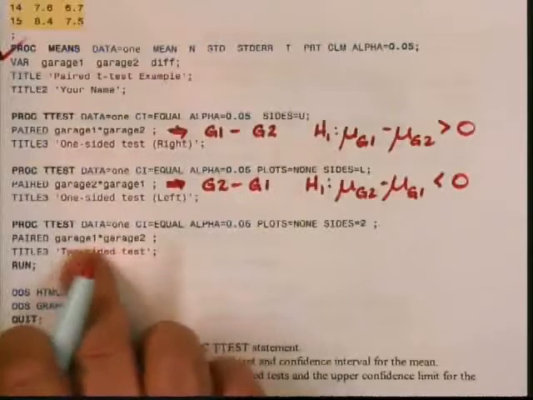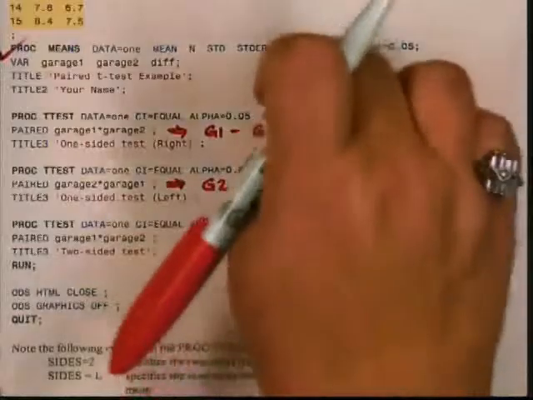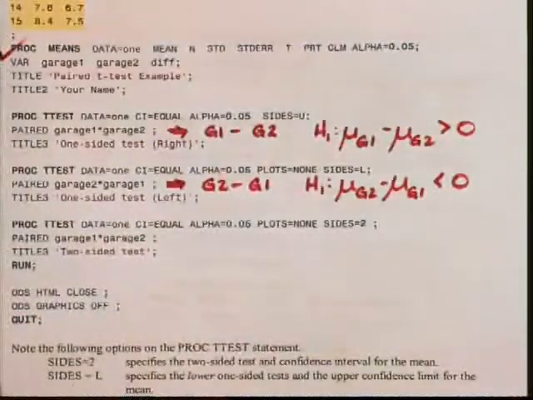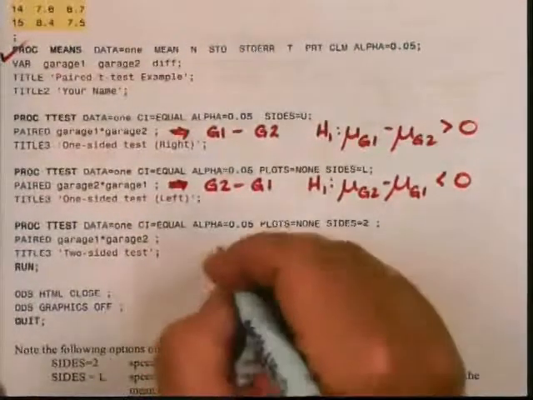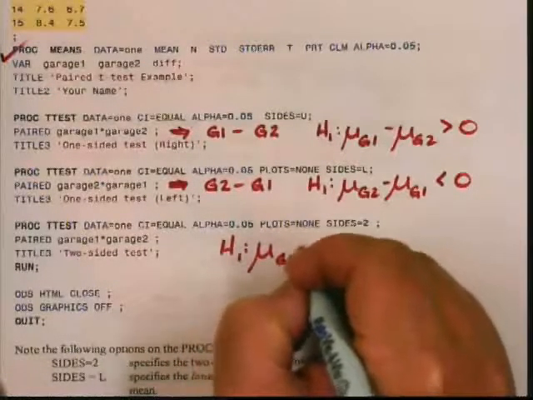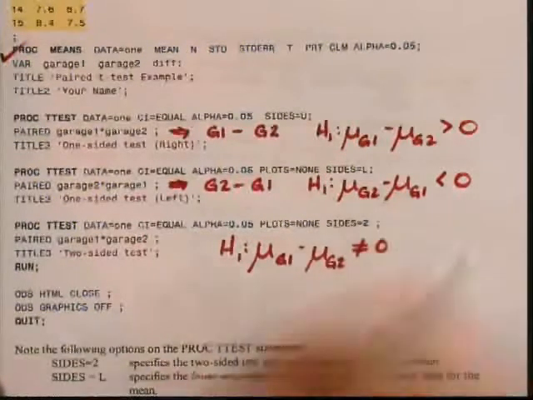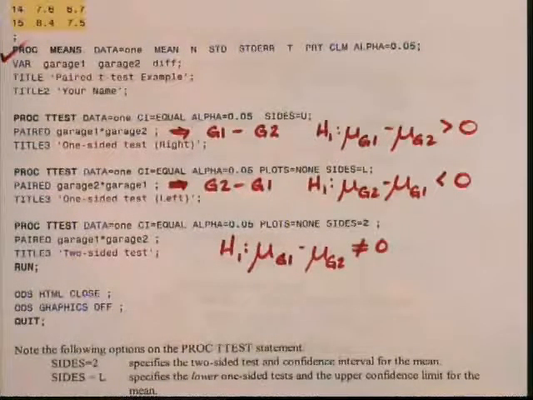Here it's doing garage 1 minus garage 2, but it's doing the two-sided test, which is going to be analogous to this one up here. Okay, so here our H1 is just that garage 1 minus garage 2 is different from 0.